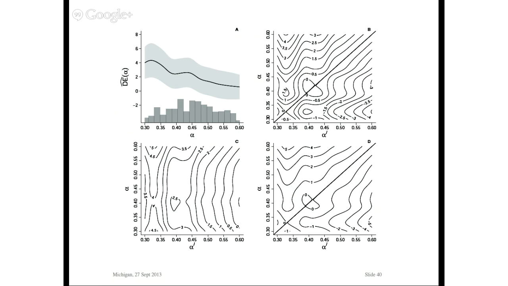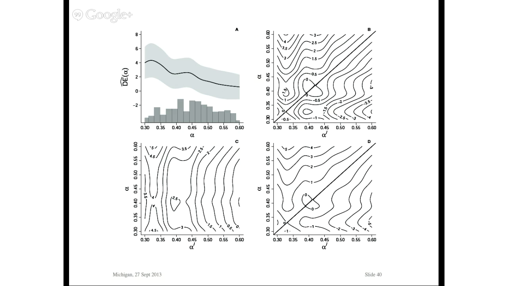The direct effect contour plot looks quite different. So here the lines are almost vertical. And what this says is that the risk of infection when you're vaccinated largely doesn't seem to depend on what's happening around you. It doesn't seem to matter if you're in a high coverage or a low coverage situation. Once you're vaccinated, that's sort of it.